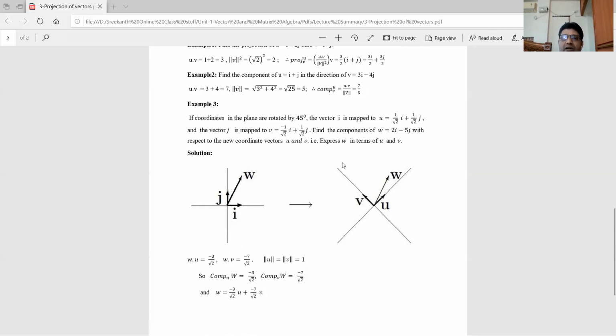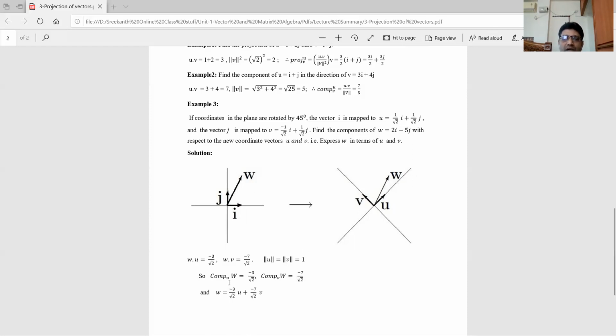So if I calculate the dot product of w into u, clearly w is 2i minus 5j. If I multiply with u, 2 into 1 by root 2 is root 2, minus 5 by root 2. So root 2 minus 5 by root 2, if I take LCM, you will get minus 3 by root 2. Similarly, I want the dot product of w into v, which we will get as minus 7 by root 2. And the magnitude of u and the magnitude of v, clearly from the given problem, is the square root of 1 by 2 plus 1 by 2, which is 1.